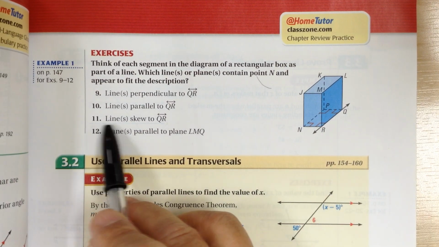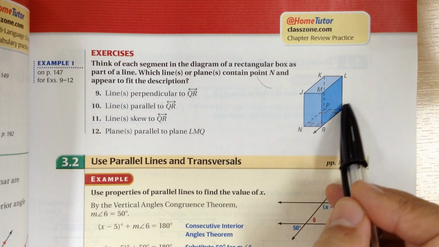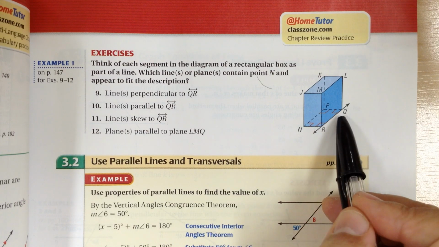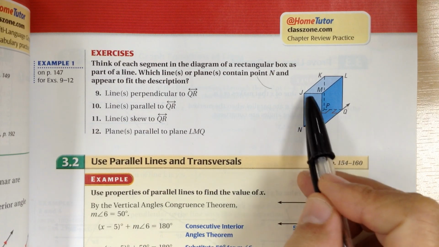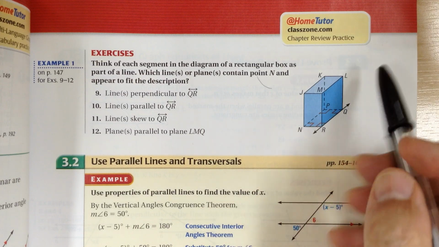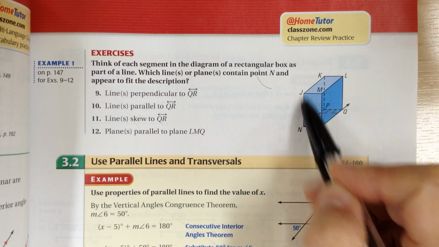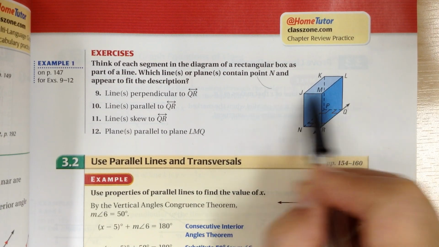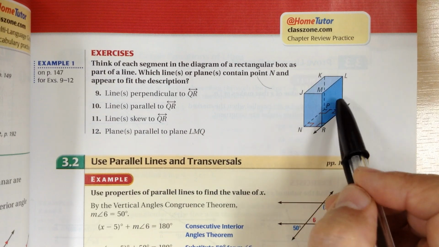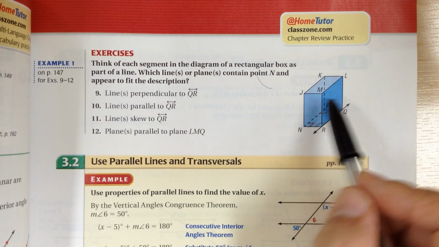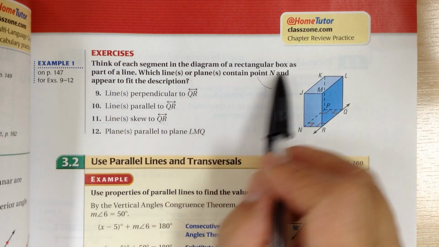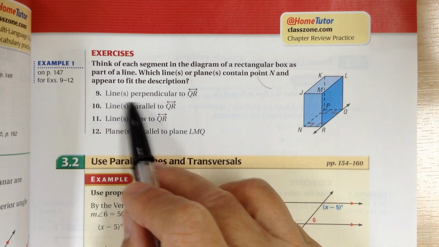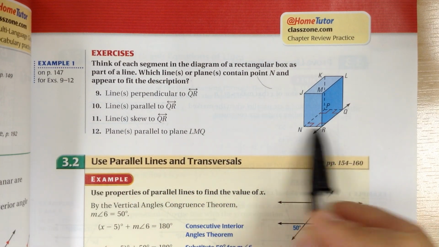Next one, line skew to QR. QR is over here. Skew means a line that does not intersect but is not on the same plane. An example would be JN, or JM or KL. Notice sometimes there are different options, so you have to pay close attention. But all these answers have to contain N. So perpendicular to QR and contains N would be NR.